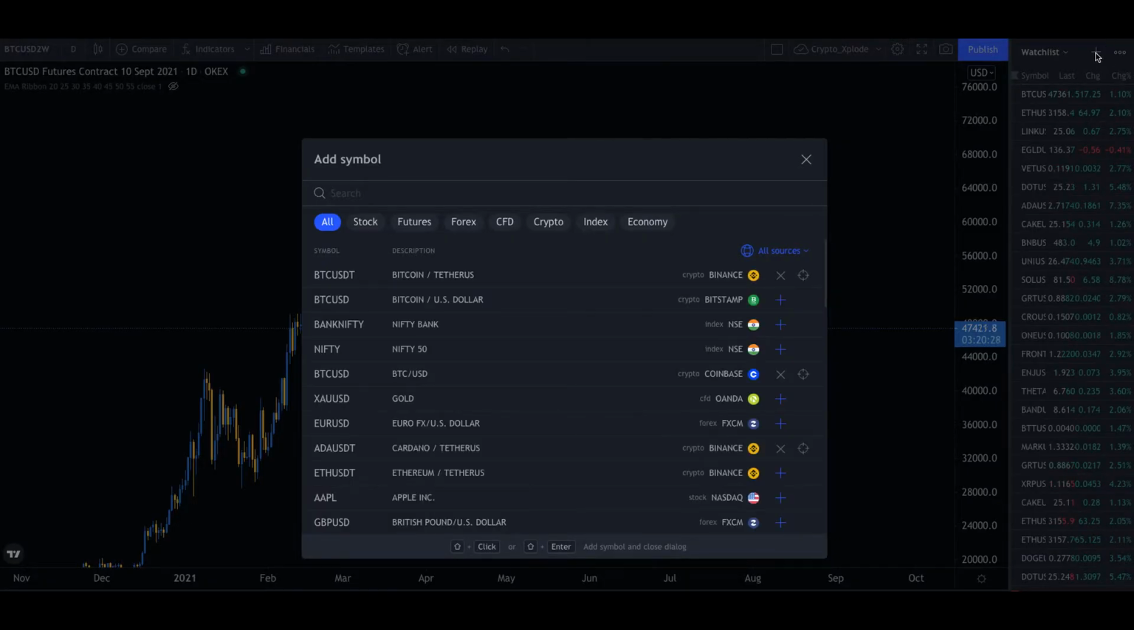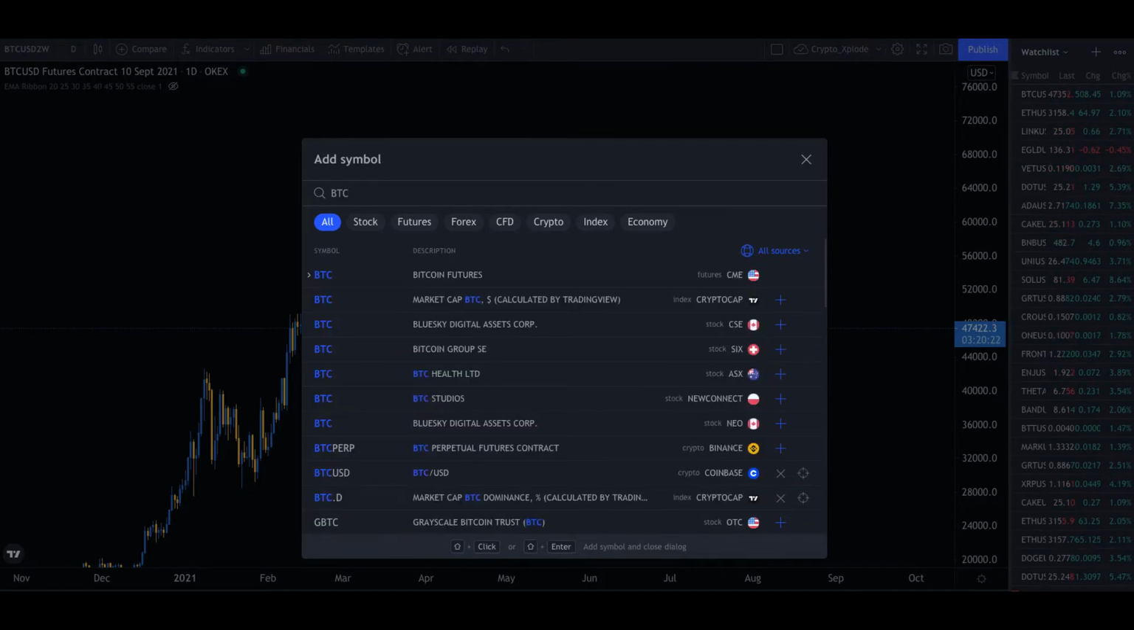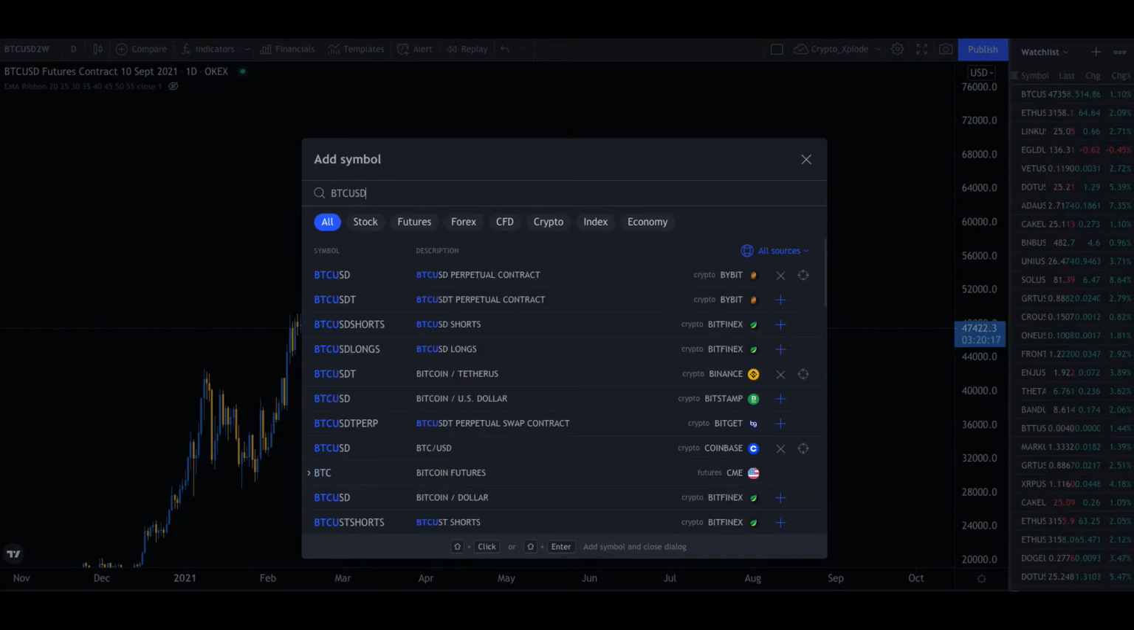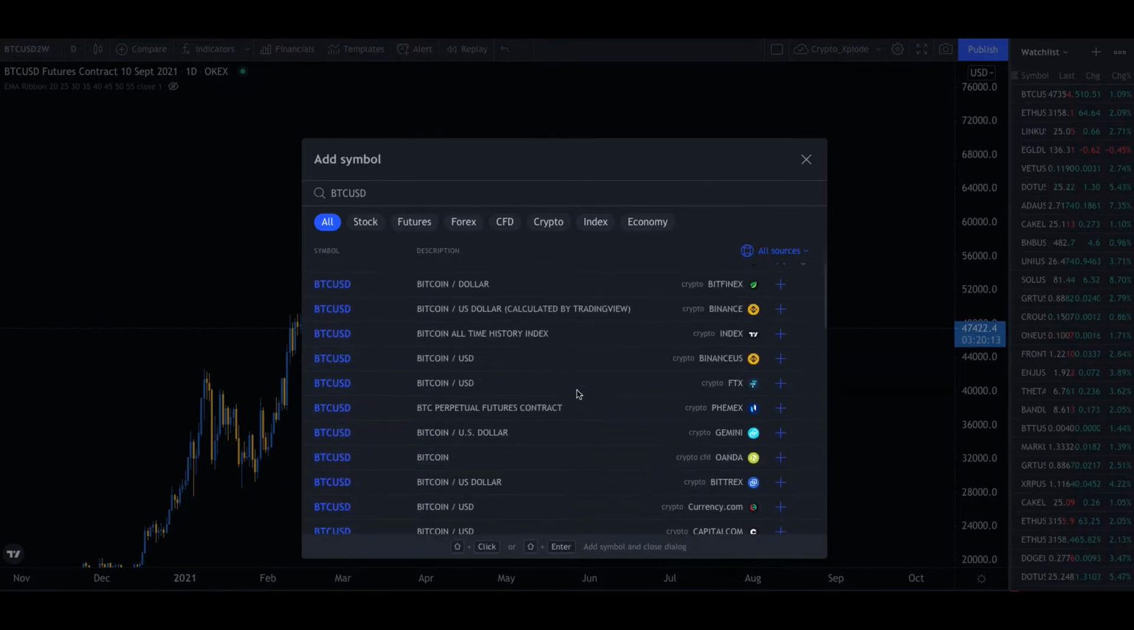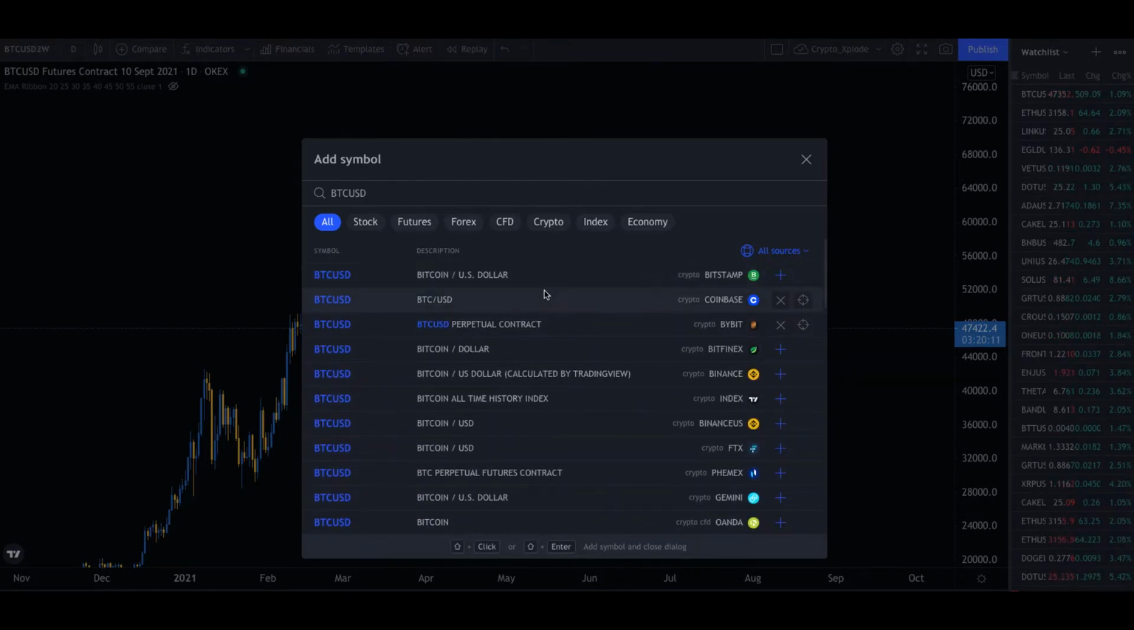First, we go to the plus icon next to the watch list, and from here we can search the trading pair that we want. So in this case, it's going to be BTC USD, and we already have it here on OKX. From here you can choose the pair that you wish. You can also see the broker the pair is coming from, Binance, Bybit, and you can choose the one that you prefer.